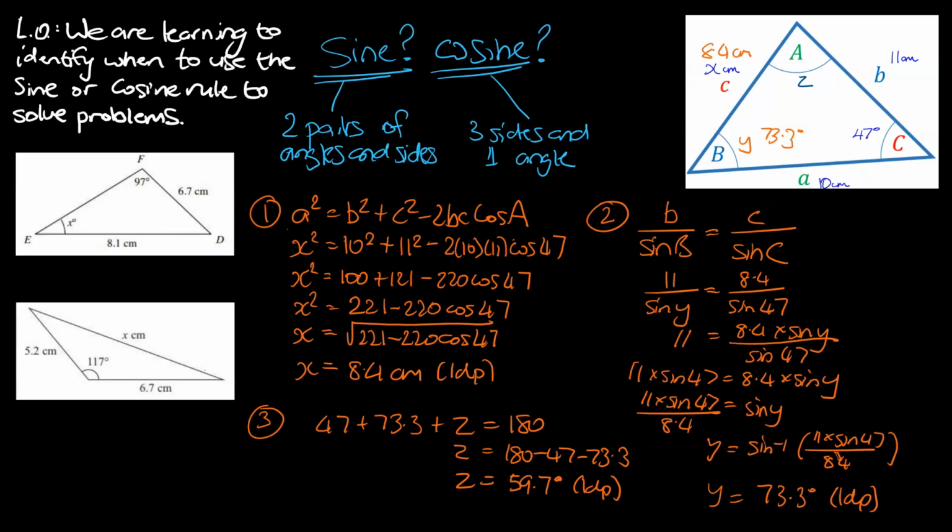So hopefully you found this video useful. Hopefully you'll be able to say to yourself that you are able to figure out when I want to use the sine or cosine rule. And just a friendly reminder, if you've got 2 pairs of angles and sides, you can use the sine rule. If you've got 3 sides and 1 angle, you can use the cosine rule. There is occasion, just like the question we just did, where you can use either rule. In that case, use whatever rule you're most confident with.